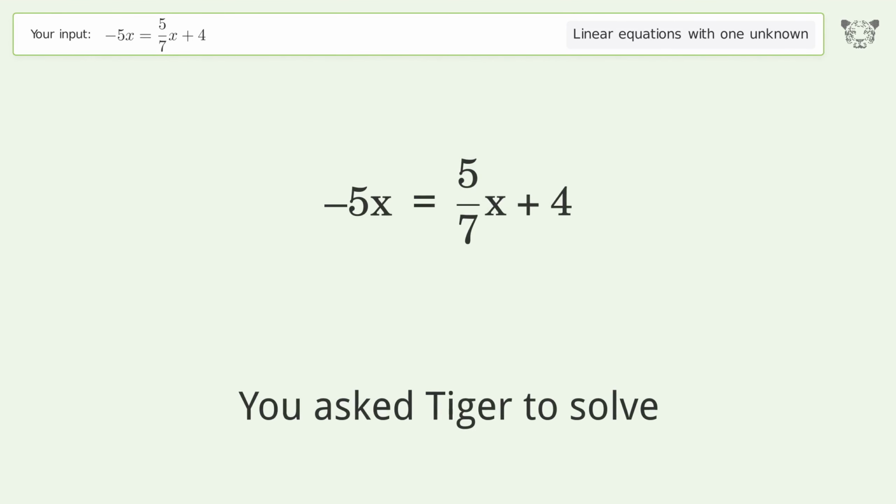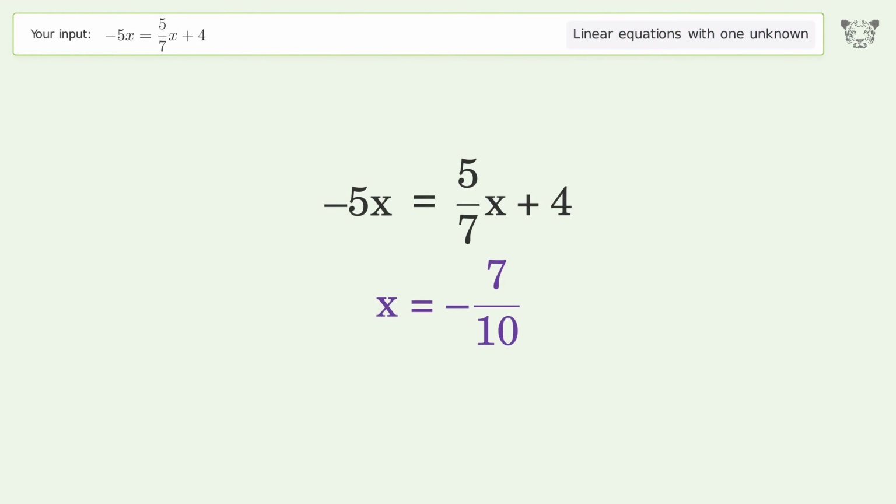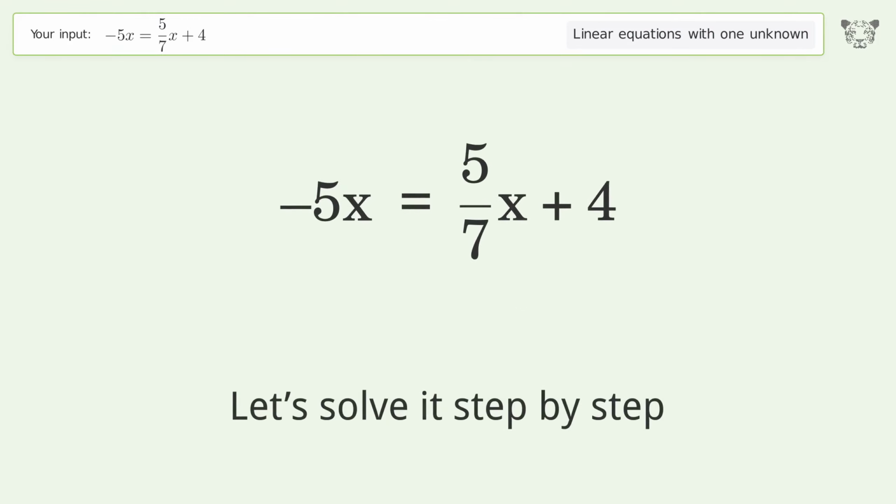You ask Tiger to solve this. It deals with linear equations with one unknown. The final result is x equals -7/10. Let's solve it step by step.